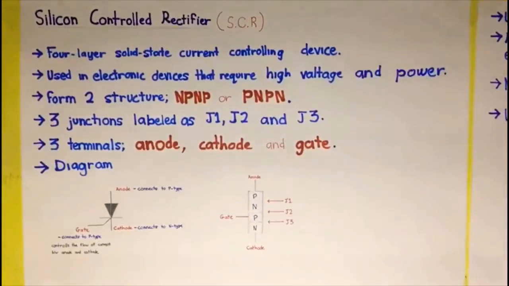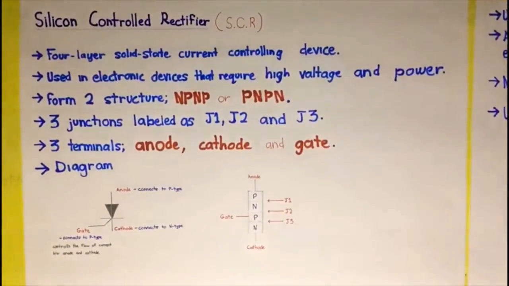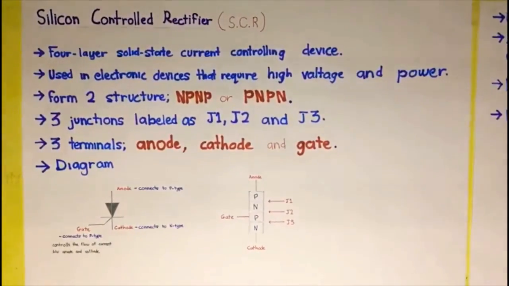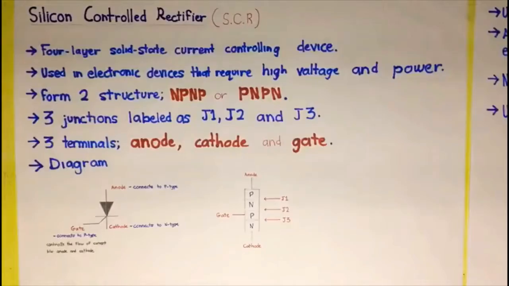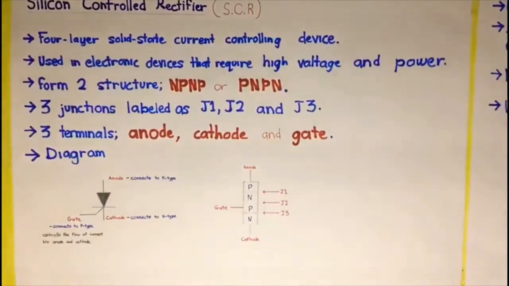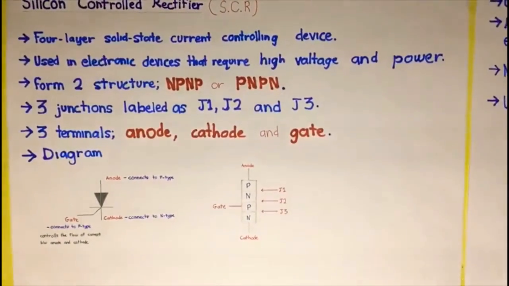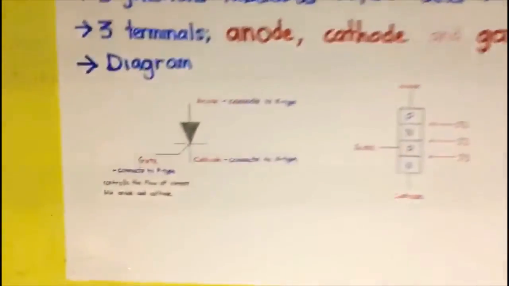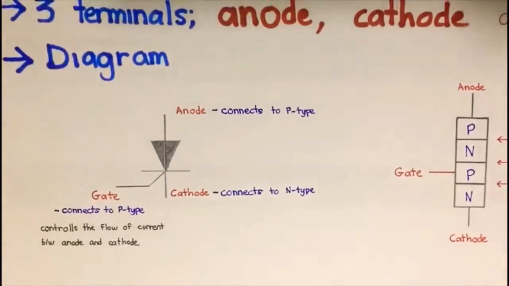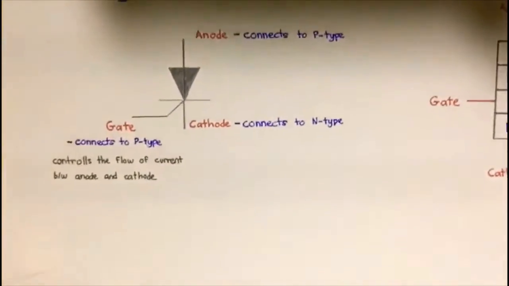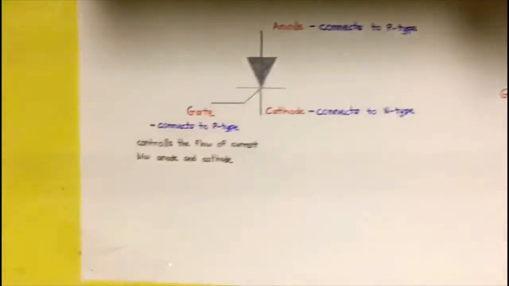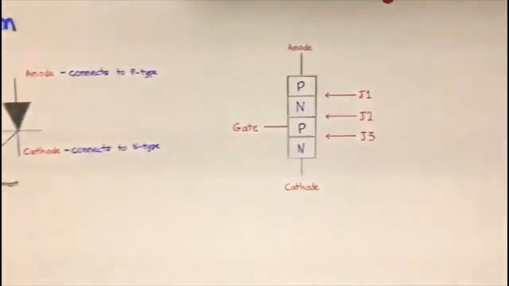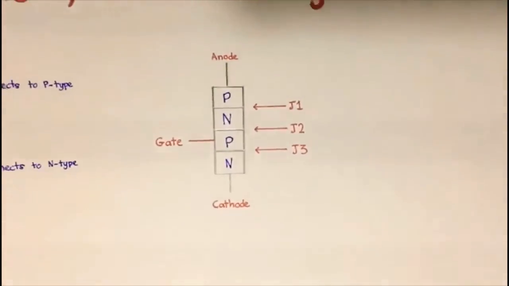It forms 2 structures, NPNP or PNPN. They have 3 junctions labeled J1, J2 and J3, and 3 terminals: anode, cathode and gate. This is the anode, which connects to the P type, the cathode connects to the N type, and the gate connects to the P type.